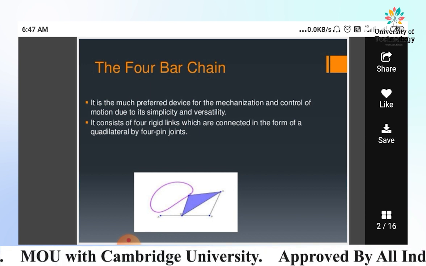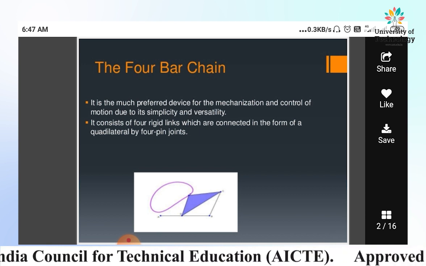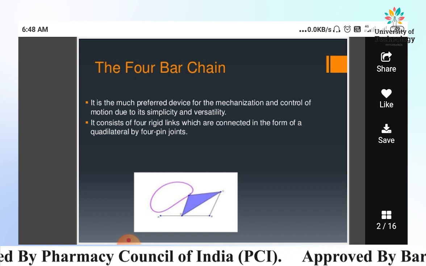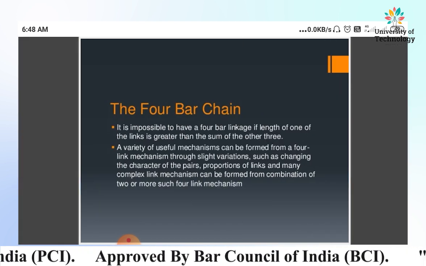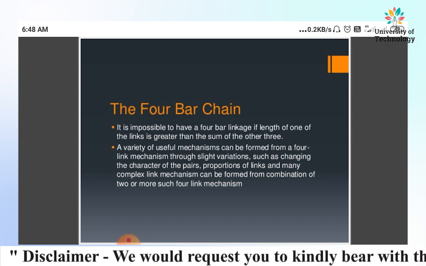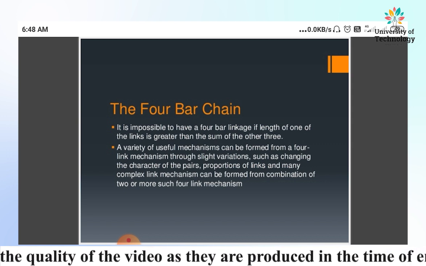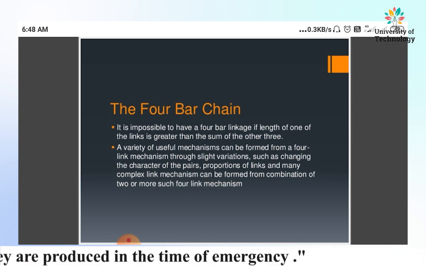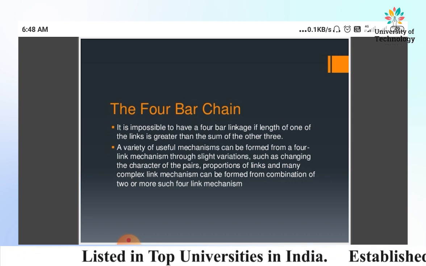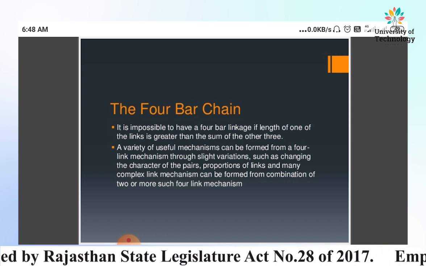It consists of four rigid links which are connected in the form of a quadrilateral by four pin joints, as explained by the figure. A four-bar linkage is impossible if the length of one of the links is greater than the sum of the other three. It means one length should be less than or equal to the sum of the other three links. Then the four-bar chain is possible.